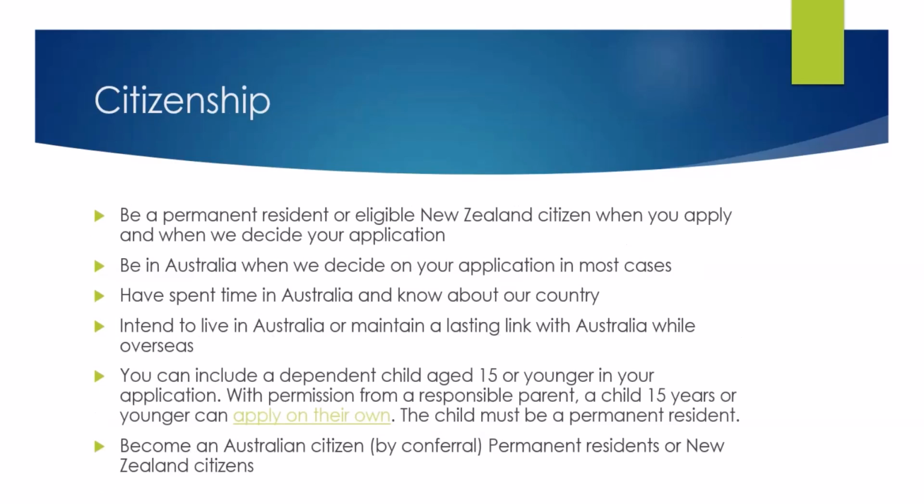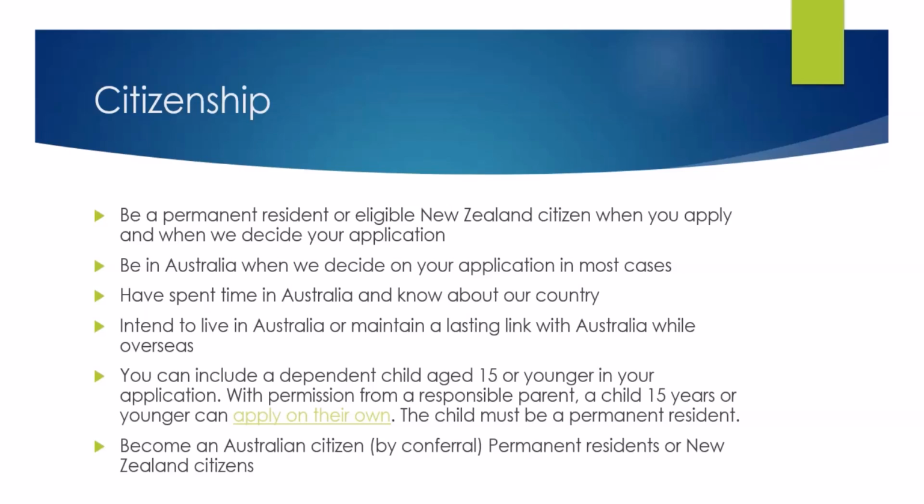Well, the citizenship. To be a citizen, you need to be a permanent resident or eligible New Zealand citizen when you apply. And when the government decides your application, you must have stayed in Australia for a particular number of years. You need to be in Australia when the government decides on your application. In most cases, you must have spent time in Australia and you must know about the country. You intend to live in Australia or maintain a lasting link with Australia while you are overseas.